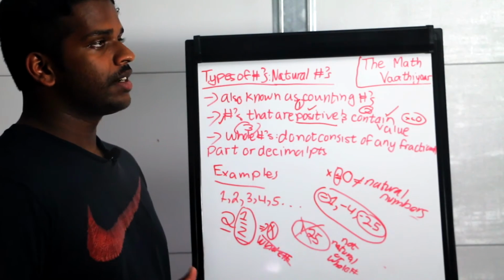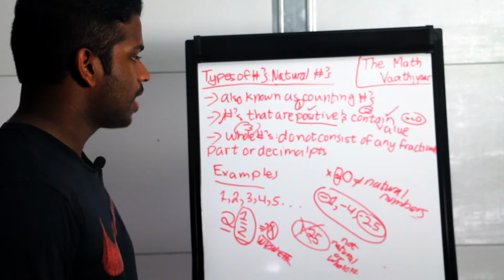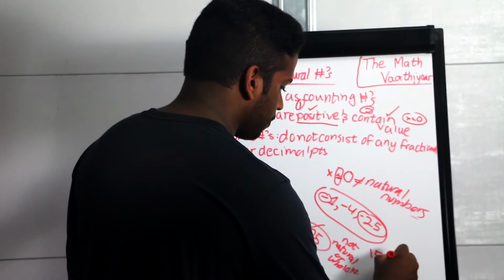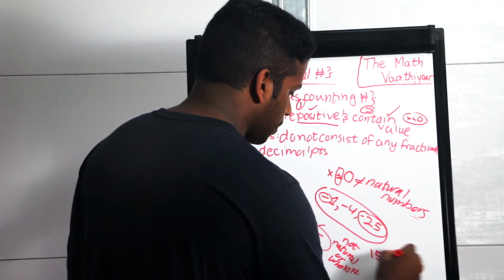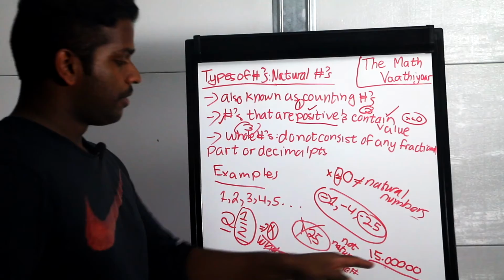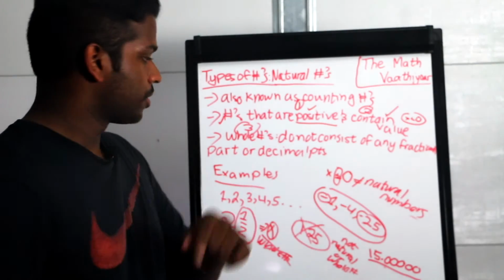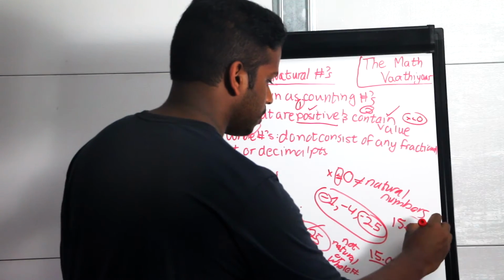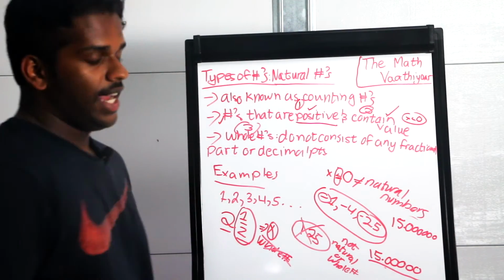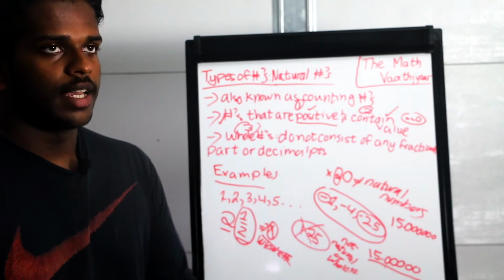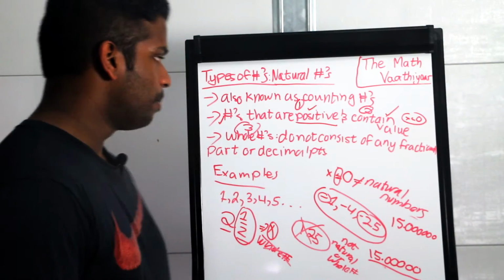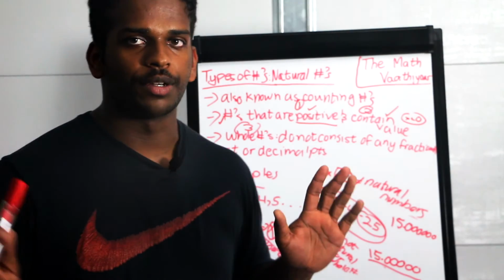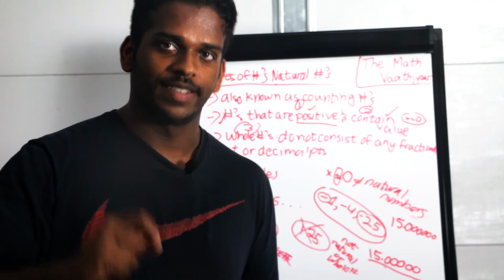Let's just say your teacher on a test or a quiz asks you to determine whether this number, 15.000, for example, 15.00000, let me write it up here because I don't know if you can see it. 15.0000000 is a natural number. Now what will you think? Okay, it's positive, it contains value, but it has decimal points. So you will think immediately that this is not a natural number, and you will answer that this is not a natural number.